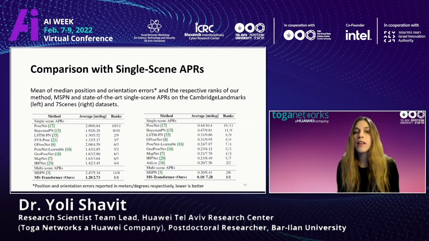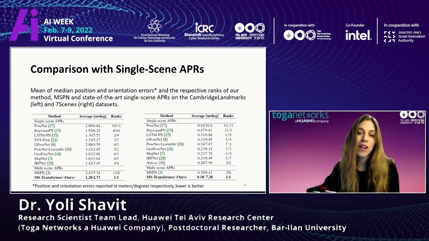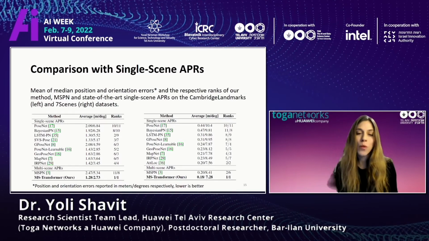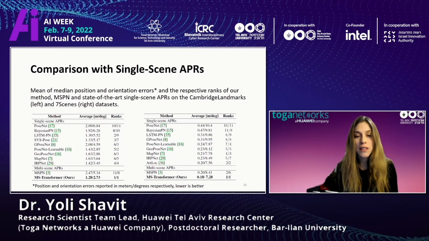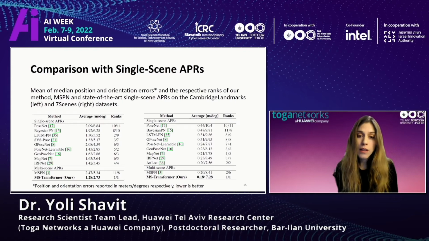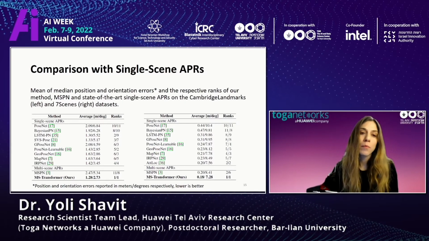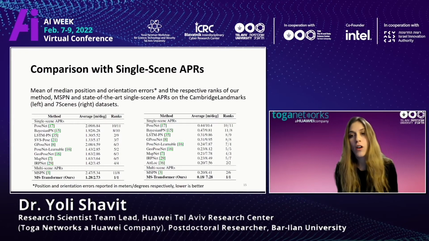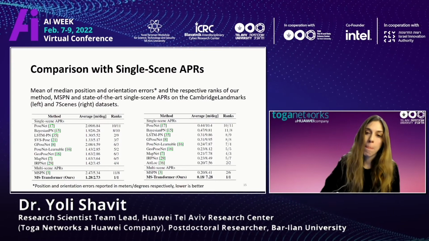We then said, okay, that's great, but we want to compare ourselves to single scene APRs as well. Our point is to improve the accuracy of APRs. So we compared ourselves to a large collection of state-of-the-art single scene APRs. And as you can see, our method achieves the lowest and best position and orientation errors, achieving the first rank on both the 7 scenes and the Cambridge landmarks datasets.